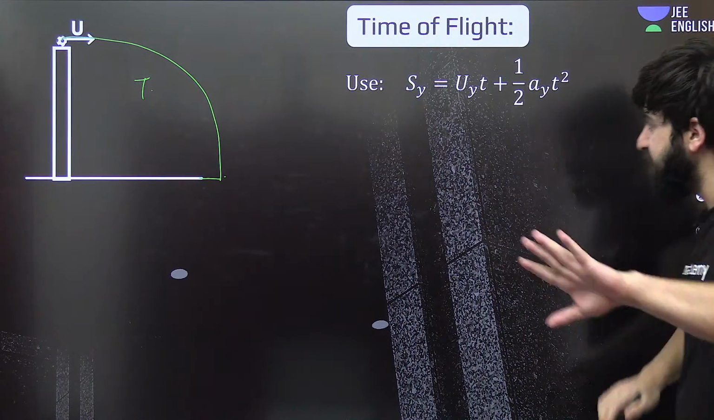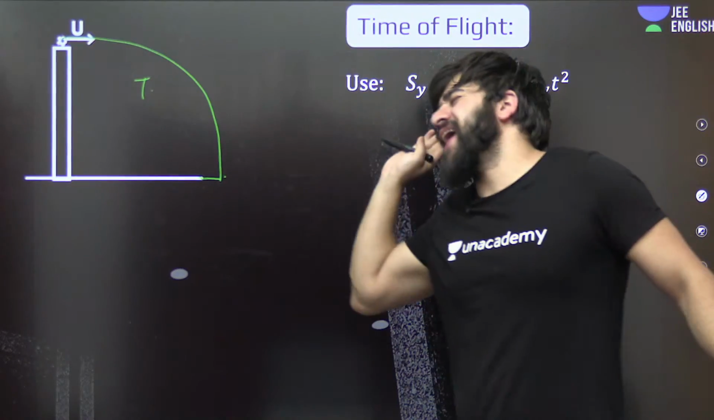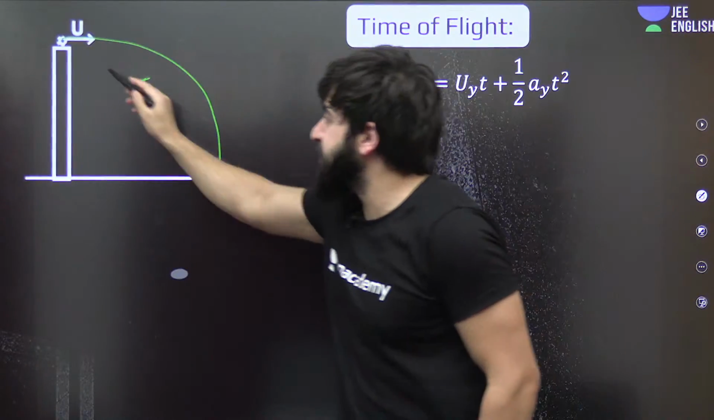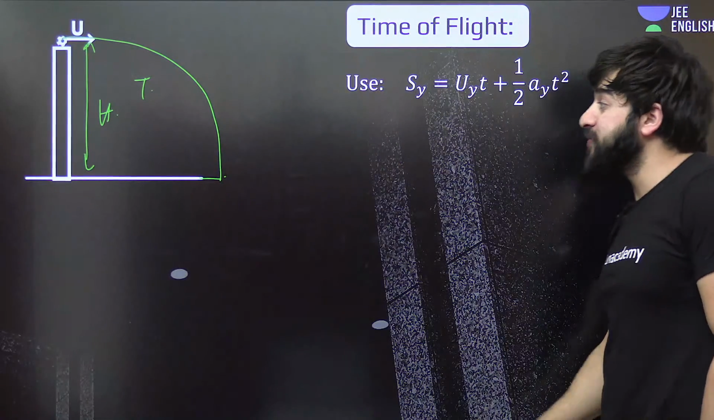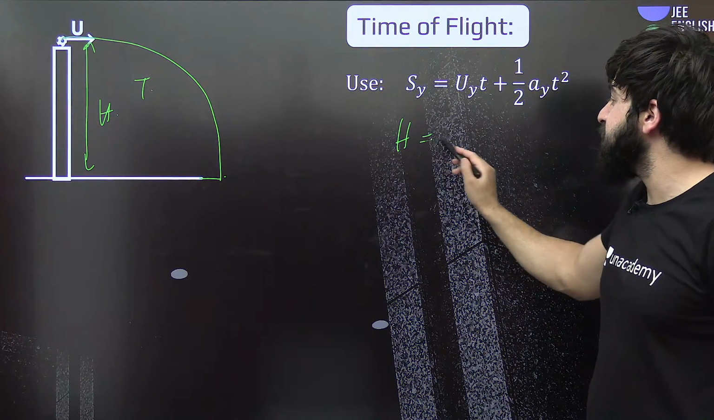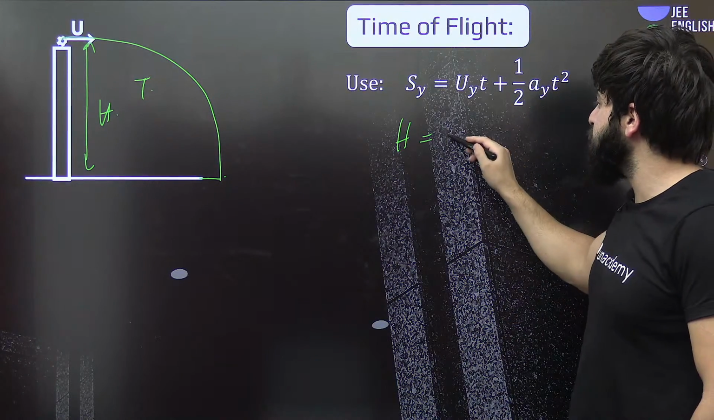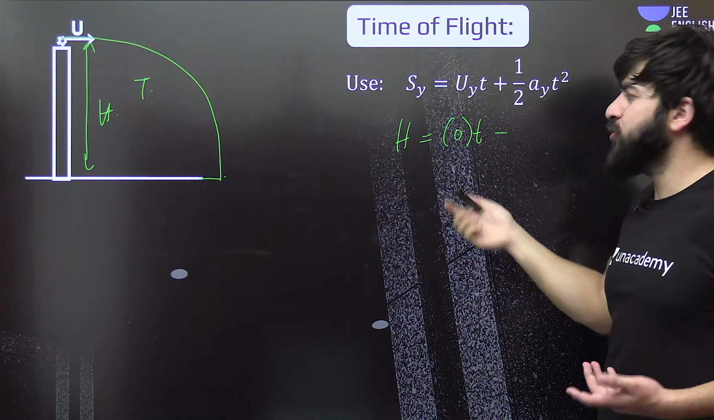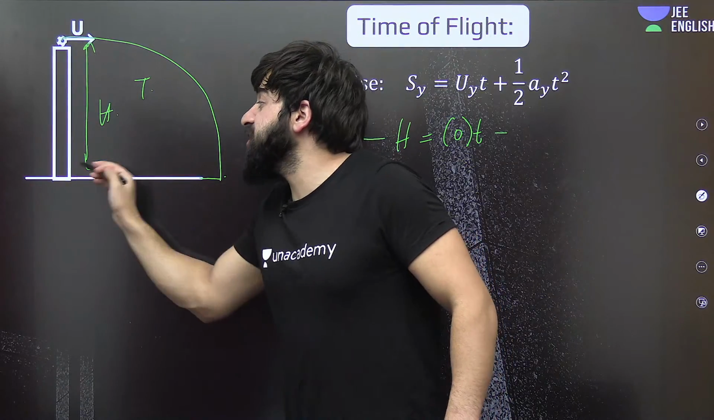Now listen to me very carefully. We can use this formula in order to find the time of flight. I have told you so many times before. Over here, say the height of this tower is h, and you are launching it from the height h. So can I say h is equal to the initial velocity in the y direction, which is clearly 0, so this will be 0 into t, and this you can take as negative, because this is the initial point and this is the final point.